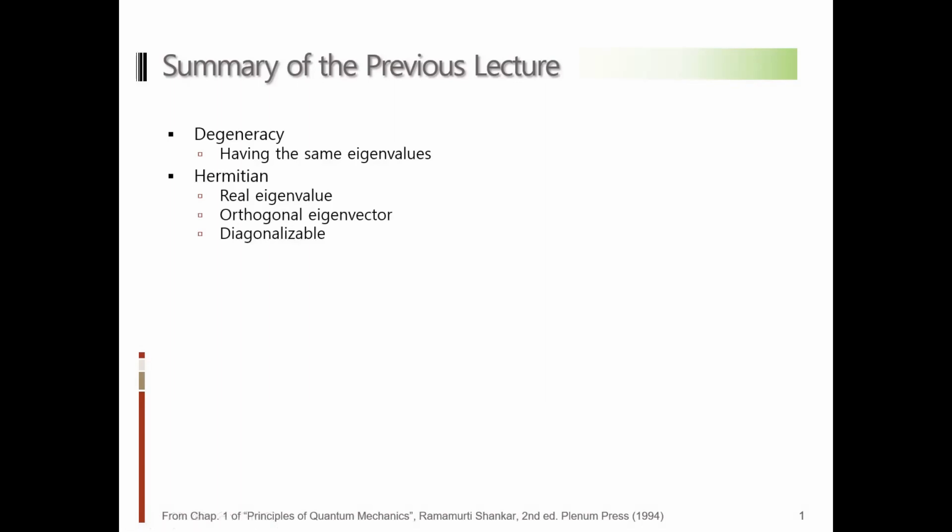Another important type of linear operator is called a Hermitian operator, and a Hermitian operator has a few interesting properties. The first property is that all the eigenvalues of the Hermitian operators are real. And if the Hermitian operator does not have any degeneracy, meaning that all the eigenvalues are distinct from each other, then the eigenvectors will be orthogonal to each other.